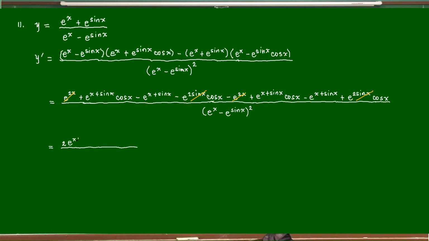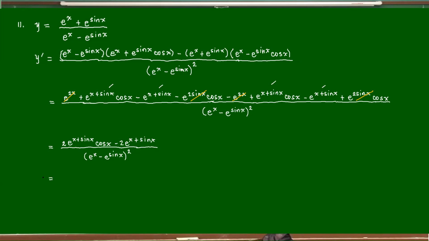E to the x plus sine x, and this exponential is multiplied by cosine x times 2 now because of this, no? This and this. What about these terms? Times 2 also, right? Minus 2 e to the x plus sine x. Get it, guys? All over e to the x minus e to the sine x raised to 2. Okay? Any question with that, guys?